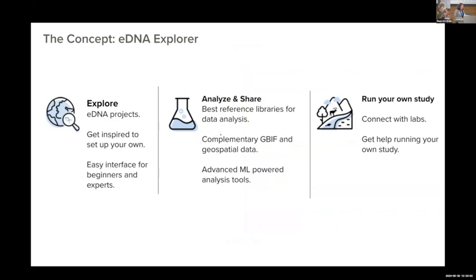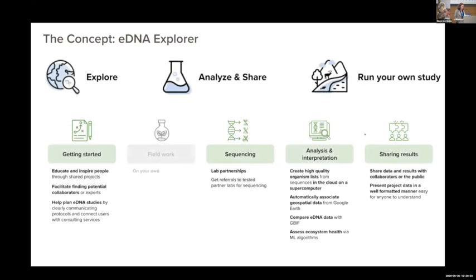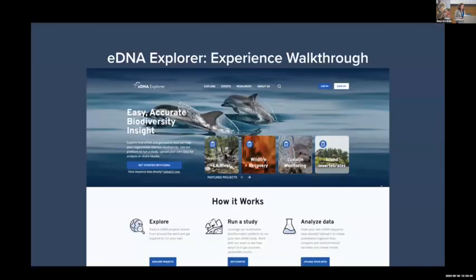Then we really wanted to smooth out that analysis and sharing by offering access to the best reference libraries possible for organism assignment, offering ways to really easily get to complementary GBIF and geospatial data, and eventually offering some ML-powered analysis tools, and to really help people run a study for their own time, connecting them with labs and giving them great information. And you can see these 3 components really worked across that whole workflow that Jennifer shared with you, from getting started and demystifying to lab partnerships for sequencing to really getting to that high quality analysis and interpretation and sharing of the results.